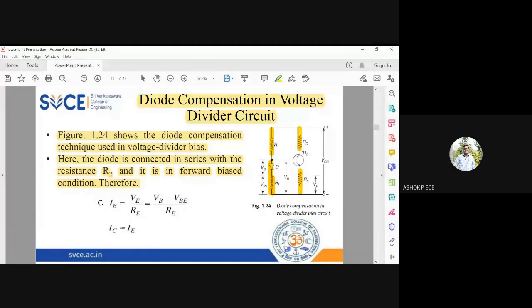So I can write the emitter current as IE is equal to VE by RE. By Ohm's law, I is equal to V by R. In the emitter side, you see IE. This is my emitter current IE. So IE is equal to VE by RE.